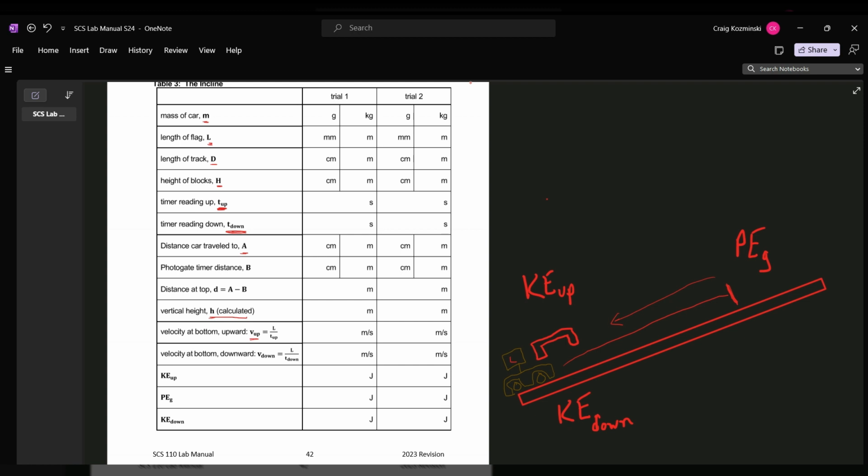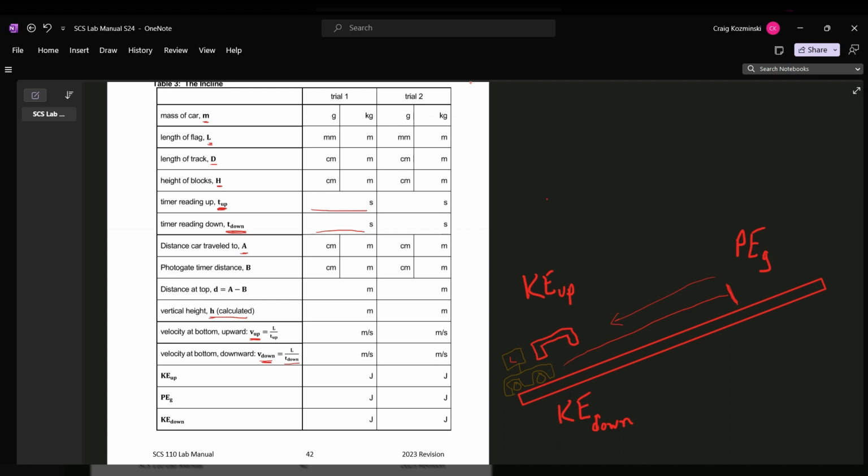And so we will end up with two velocities. We'll have our velocity of the vehicle as it moves up, which is the length of the flag divided by the time it takes for the car to move upwards through the photogate. And then our velocity on the way down, which again will be the length of the flag, which should be unchanged, divided by the time it takes for the flag to travel through the photogate on the way down the ramp.